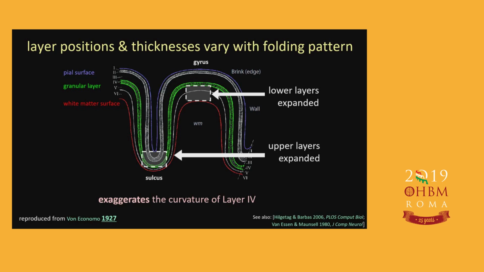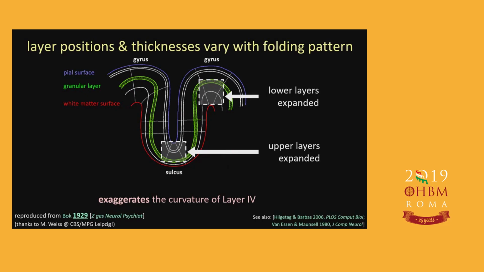I like to think of this as sort of exaggerating the curvature of layer 4. This has been seen classically from both von Economo and also from Bok, who went one step further to try to propose a mechanical principle that kind of explained this phenomenon, that could potentially be used to estimate the layer positions for macroscopically observable characteristics such as the cortical curvature.